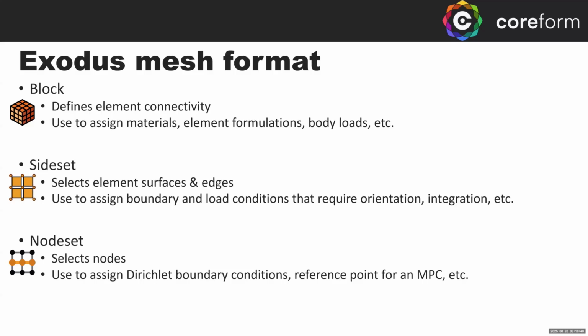And then lastly is node sets. In traditional FEA, we might assign a Dirichlet condition, such as a displacement boundary condition or a temperature boundary condition, directly onto the nodes. And so node sets give you that access where we don't need the connectivity information anymore. So it's just a grab bag of nodes.